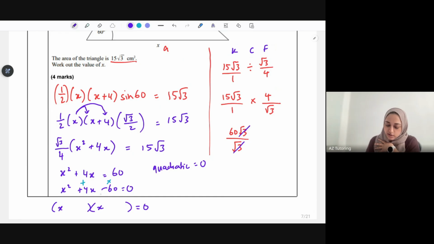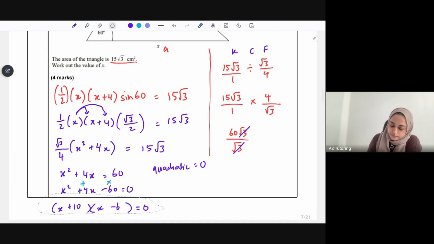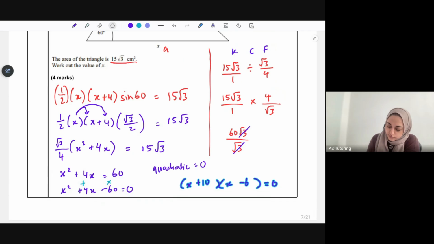So 6 and 10. If I did 6 times minus 10, that is minus 60, and 6 minus 10 is minus 4, not 4. So try the other way around. If I do plus 10 minus 6, 10 times minus 6 is minus 60, and 10 add minus 6, which is 10 minus 6, is 4, so that works. So my 2 answers, taking the opposite signs, are x equals minus 10, or x equals 6.